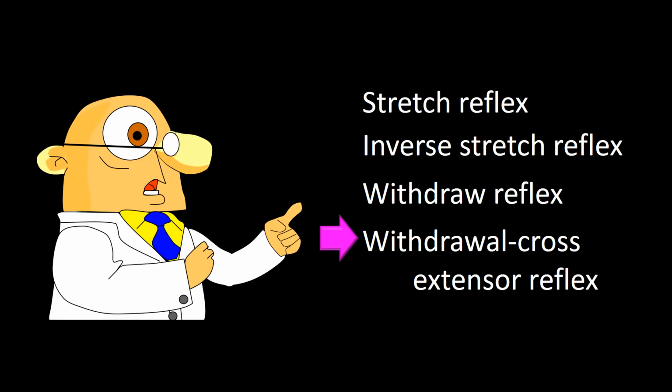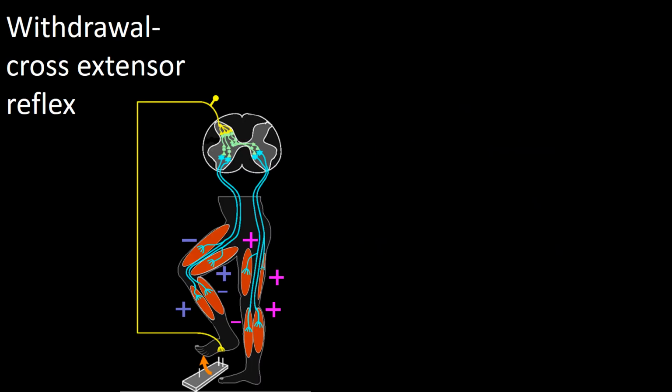Next, we will talk about the withdrawal cross-extensor reflex. The withdrawal cross-extensor reflex is more complicated than the reflexes that we have previously reviewed. A noxious stimulus applied to the plantar surface of the foot triggers flexion of the thigh, flexion of the foreleg, and dorsal flexion of the foot affected by the noxious stimulus.